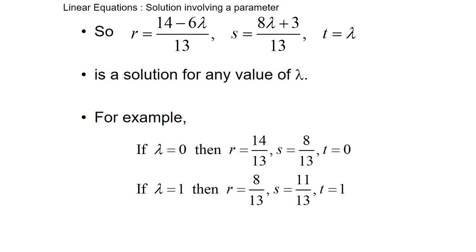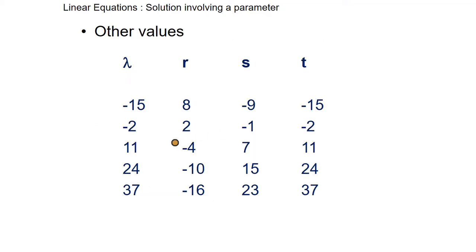So we do have r, s, and t all in terms of lambda. Pick any lambda, and r, s, and t will satisfy the equation. We can see some here. Lambda is 0, lambda is 1. We have r, s, and t. R and s in terms of 13ths here. But we can pick other values of lambda that give r, s, and t as integers. We have an infinite number of solutions, including an infinite number of solutions where they're all integers.